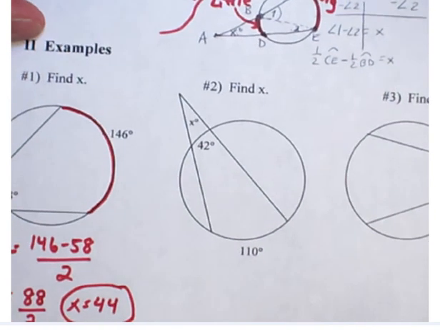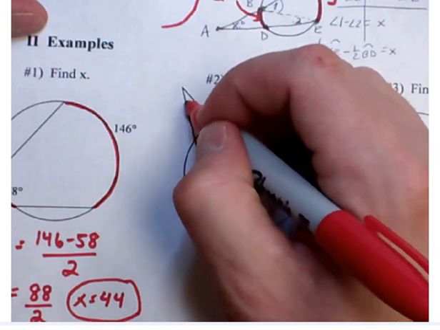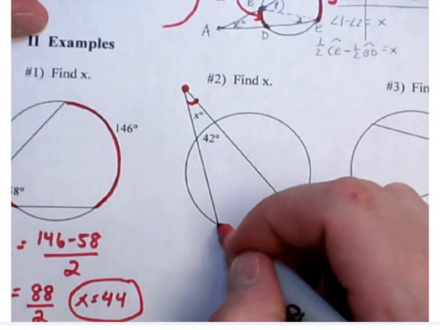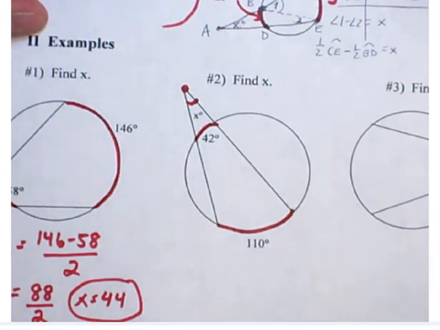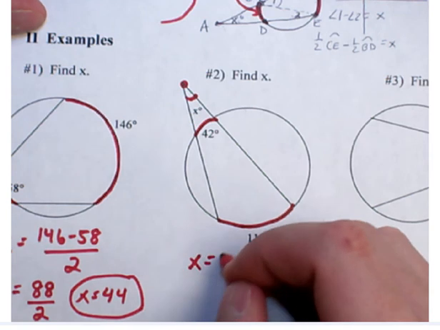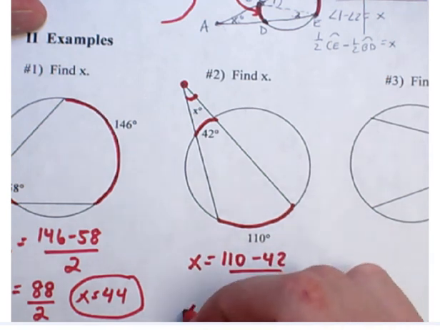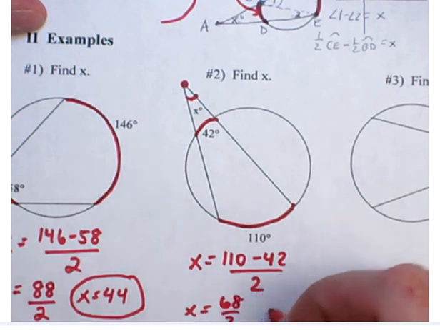In example number 2, find x. Where's x? It's this angle measure here. The vertex is outside the circle. Outside angle is the big arc minus the little arc divided by 2. So x equals 110 minus 42 all over 2. We're going to simplify that, subtract that. We get 68 over 2. X equals 34.